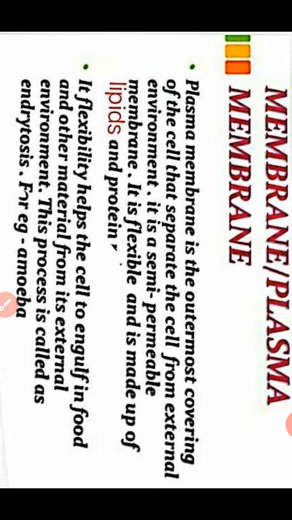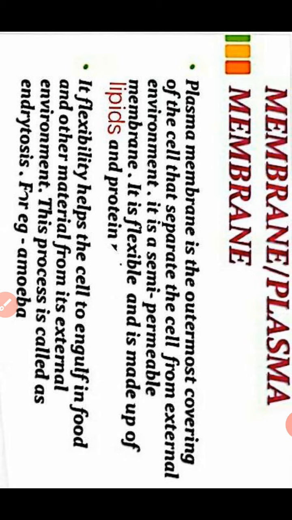So the cell membrane functions like a watchman. In our school, the watchman does not provide entry to all persons. It provides entry only to some parents and students, and it does not let students go outside without permission. So it does not provide entry as well as exit without permission. So the cell membrane functions like a watchman.